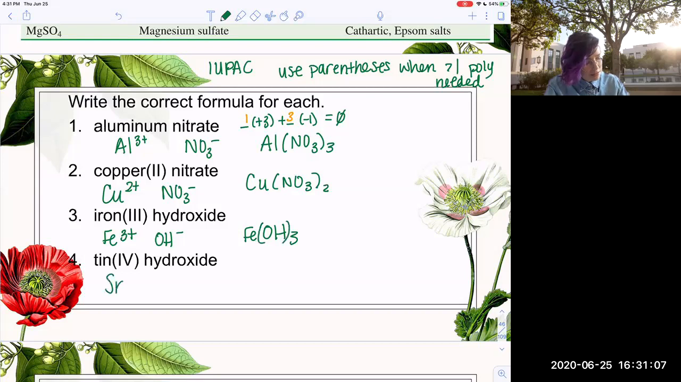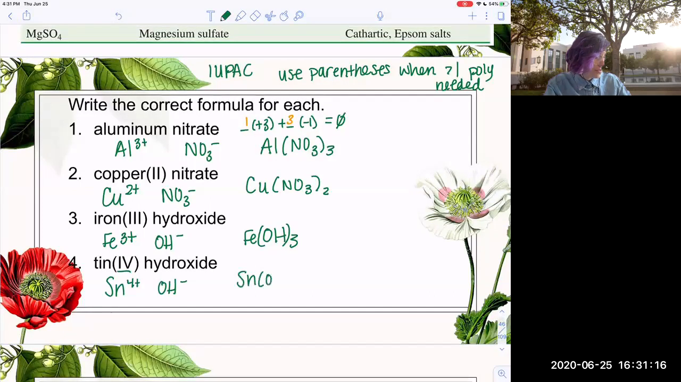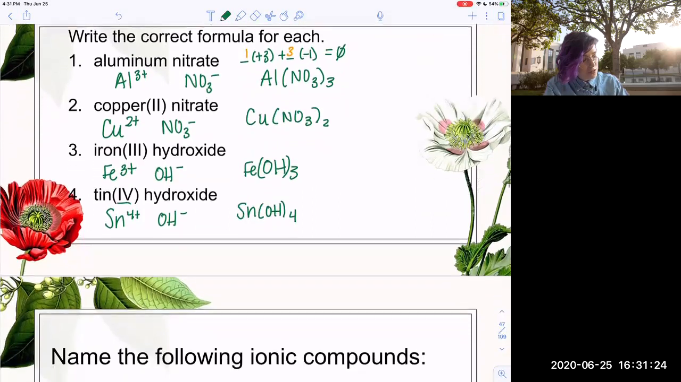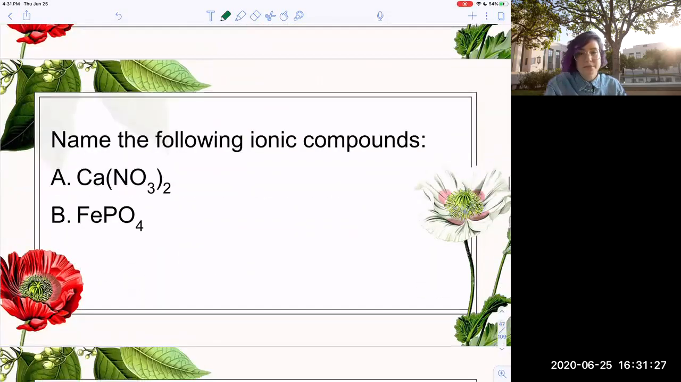And let's look at number 10. What does this Roman numeral stand for? 4. Tin 4, hydroxide. And again, I will need parentheses around my hydroxide. You gotta put parentheses if you have more than one polyatomic. Here's how we deal with some of those polyatomics. All right, if that didn't make any sense, you need to text me. Let's name it. Try the other way around.